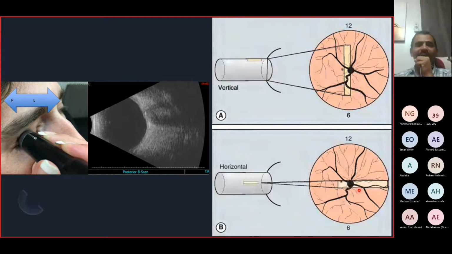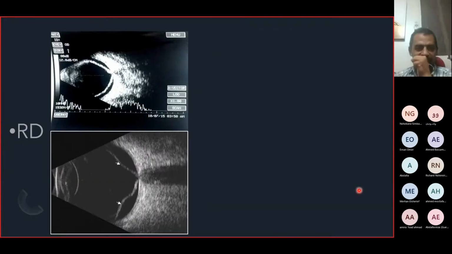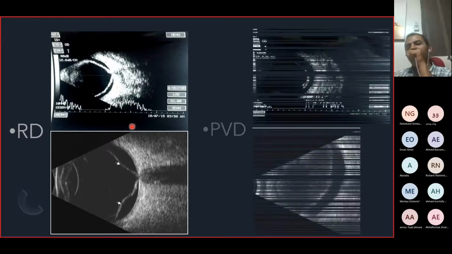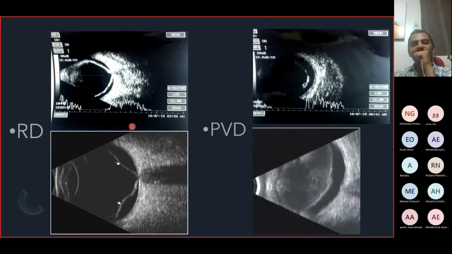Okay. So if I have this one, this is the B scan, and this is the A vector. What's very important is to differentiate between retinal detachment and posterior vitreous detachment. Can someone give me the differences between them? If you are operating the machine, what to look for in order to write your report, whether this is a vitreous detachment or this is a retinal detachment.